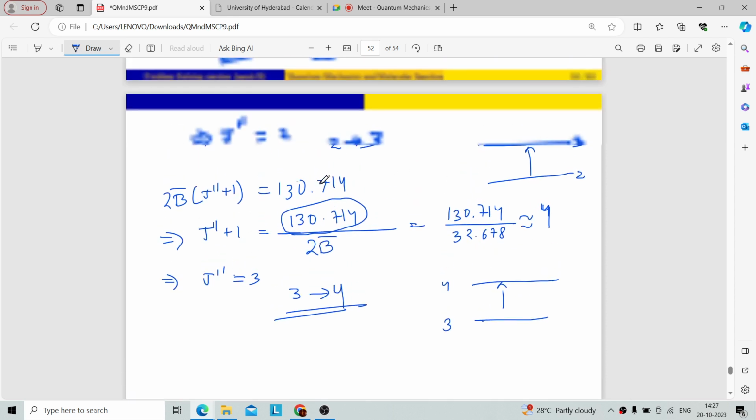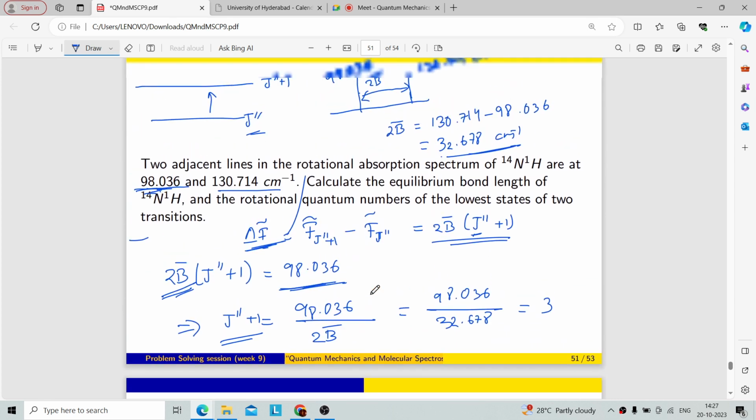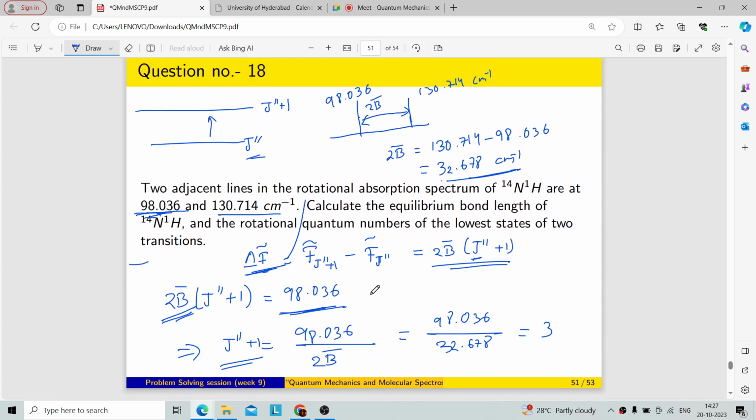So the previous transition was coming from 2 to 3, and this one is coming from 3 to 4. What was given in the question? There were two adjacent lines, one at 98 and another one at 130. From that we can calculate the line separation between these two adjacent lines, that is 2 V bar, which we are getting to be 32.678.